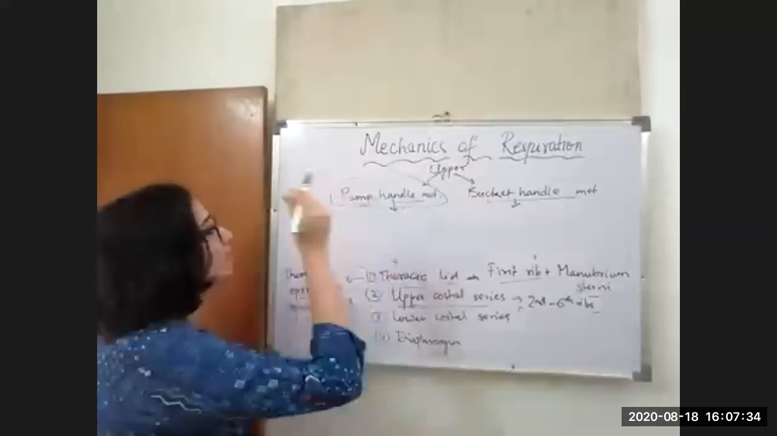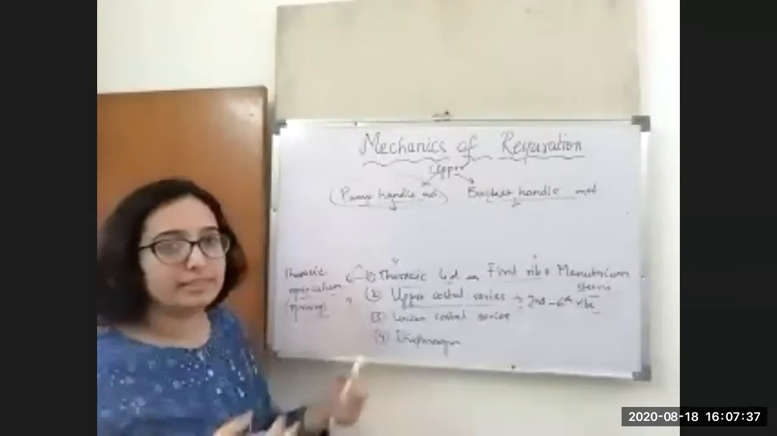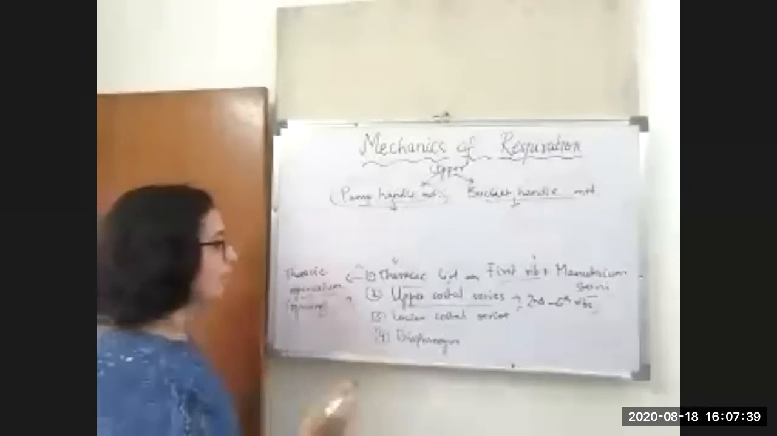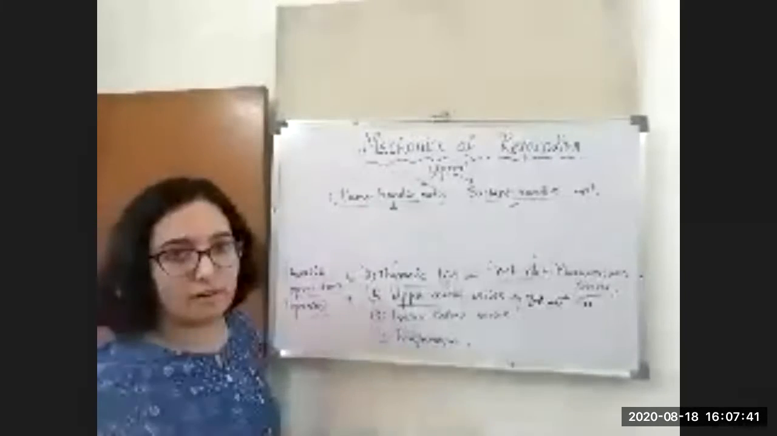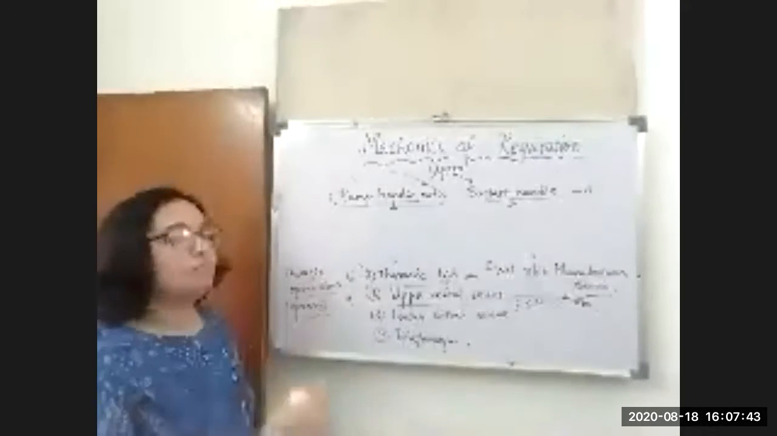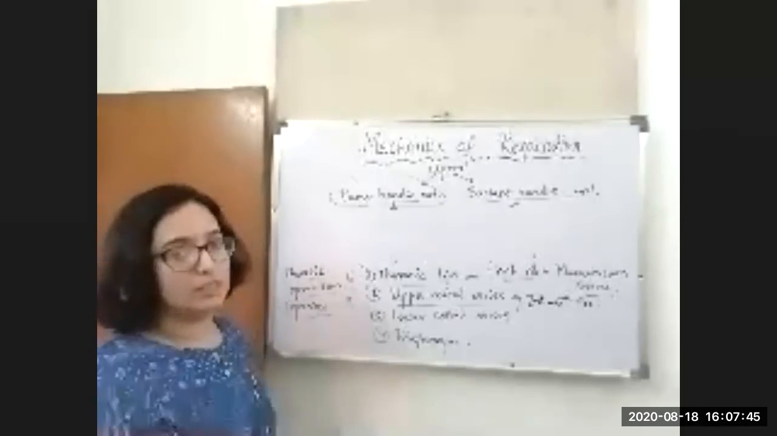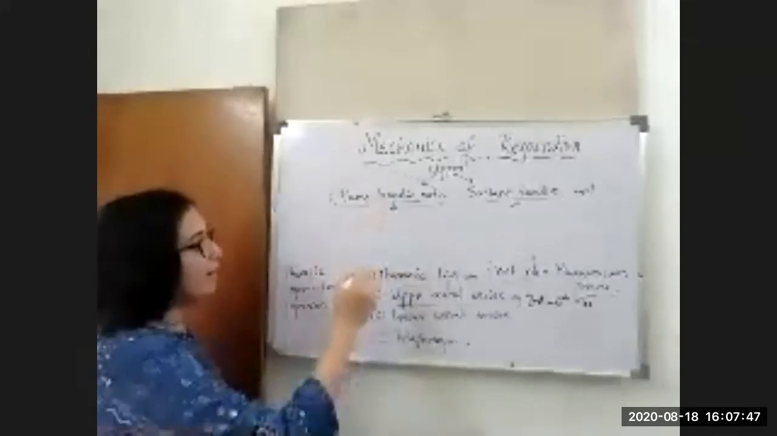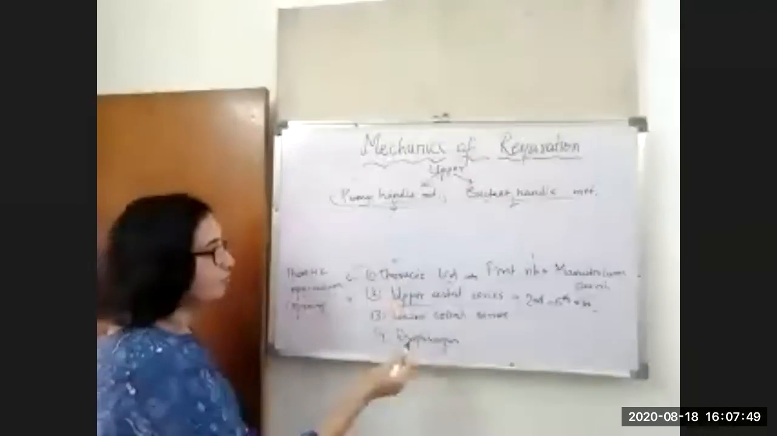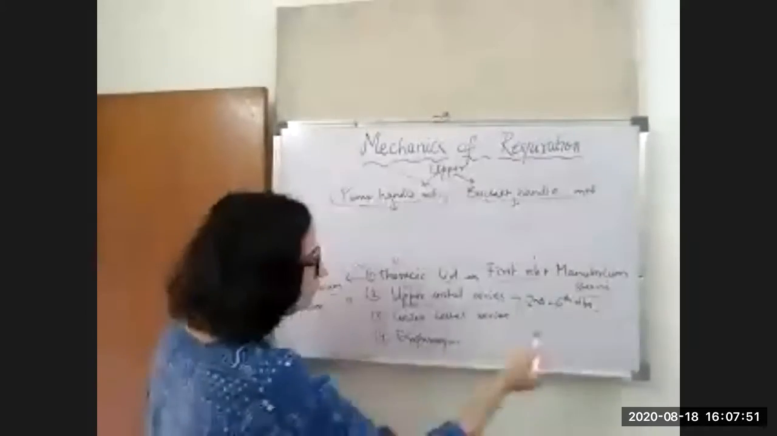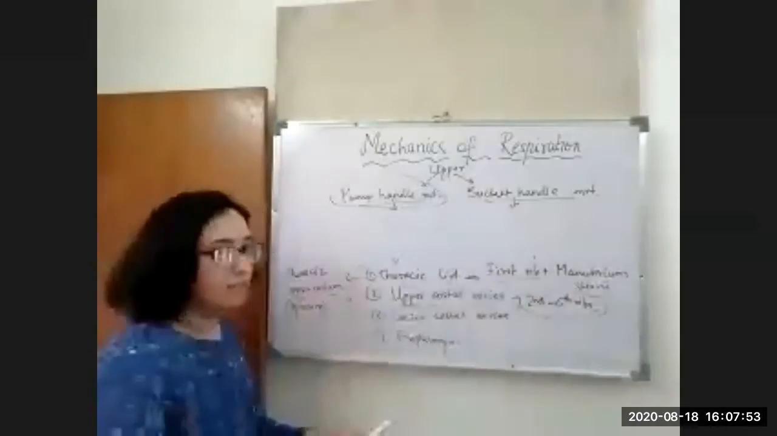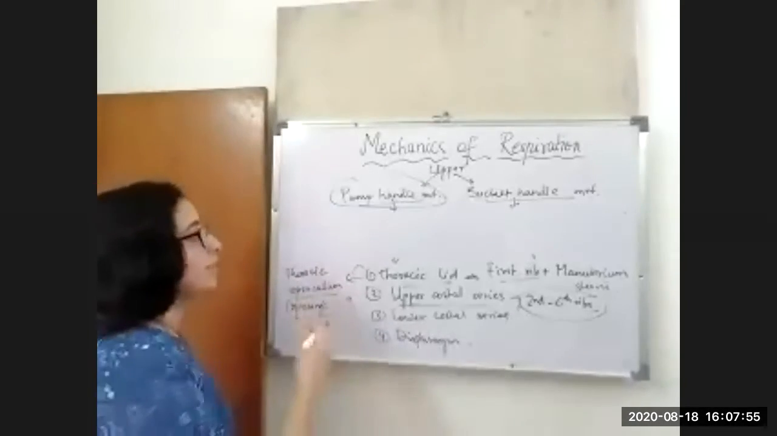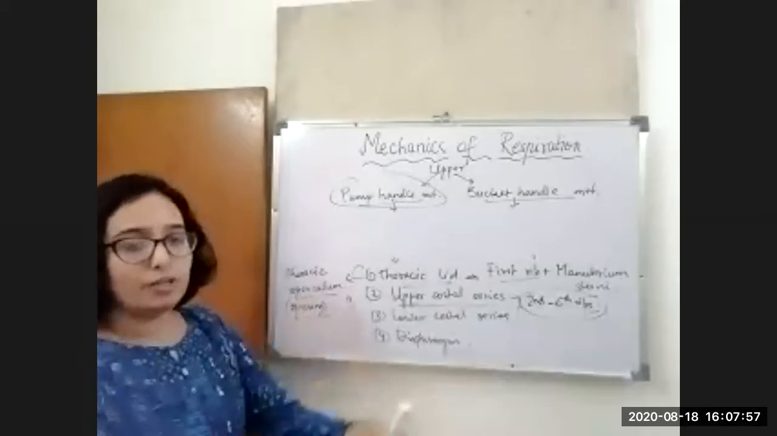Okay. So what happens in bucket handle movements? There will be the contraction of the external intercostal muscles. Okay, the intercostal muscles that we saw in the respiratory muscles, there will be the contraction of those muscles, and because of that, what will happen? There will be the elevation of these ribs. These second to sixth ribs will elevate, and thus there will be the forward and outward movement of the sternum.